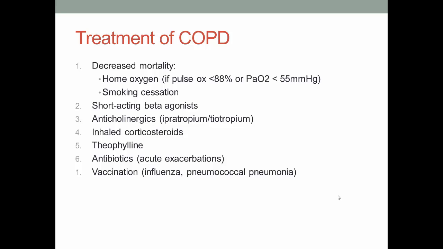So just like asthma, you're going to use a short-acting beta agonist. You can use an anticholinergic along with that, like ipratropium or tiotropium. Ipratropium is short-acting, tiotropium is longer-acting, kind of like albuterol, salmeterol. Inhaled corticosteroids are not as important in COPD as in asthma, just like anticholinergics are more useful in COPD than in asthma. Theophylline has a lot of side effects. I don't really use that anymore.